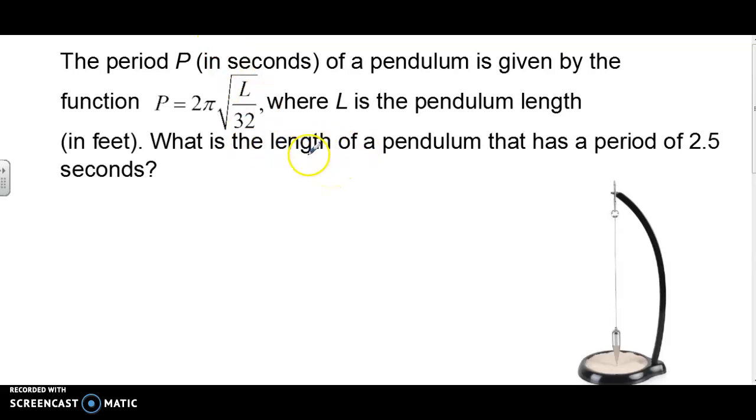They want to know the length, so that's L, which means we don't know what L is. And we know that the period, which is P, is 2.5 seconds. So I know that I'm going to have 2.5 equals 2 pi times the square root of L over 32. For this, I'm going to use the pi button on the calculator. What I'm going to do is divide both sides by 2 pi.